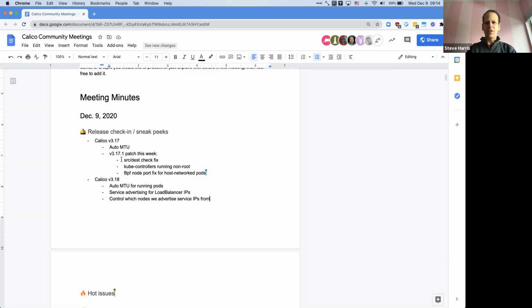Are you talking about publishing to the endpoints, endpoint slices as well? I don't think that we would be writing anything back to the Kubernetes API. Okay. This is simply, if your node is labeled with this label, then our BGP agent won't advertise that it has these services on it. Okay, got it.